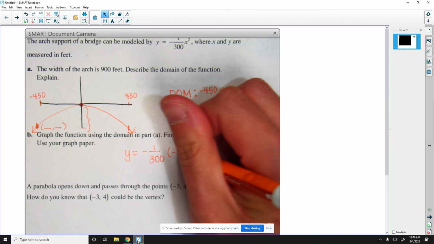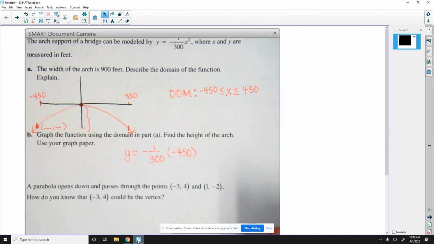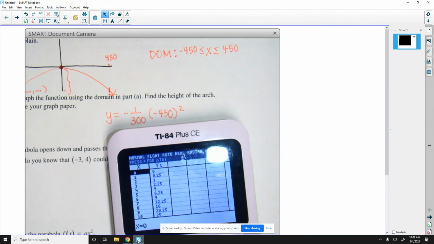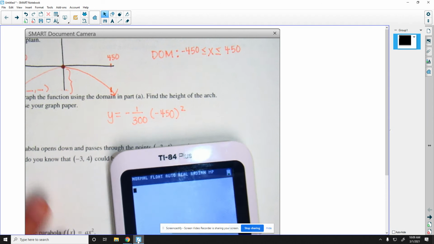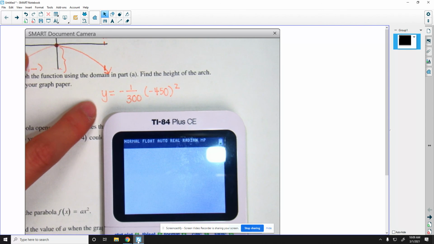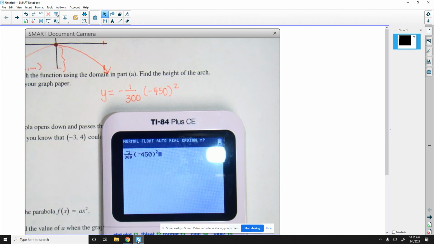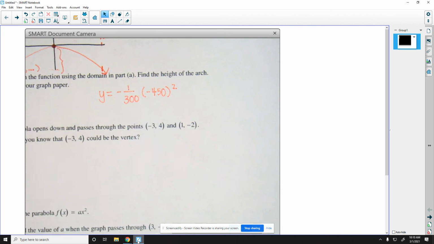So I'm going to plug in one of them, either negative or positive 450, and then squared. So let's go ahead and type that in our calculator. So yes, we need calculators from now on. Okay, so y equals negative 1 over 300 times negative 450 squared. Remember, whenever you replace an x with a number, you always put it in parentheses.